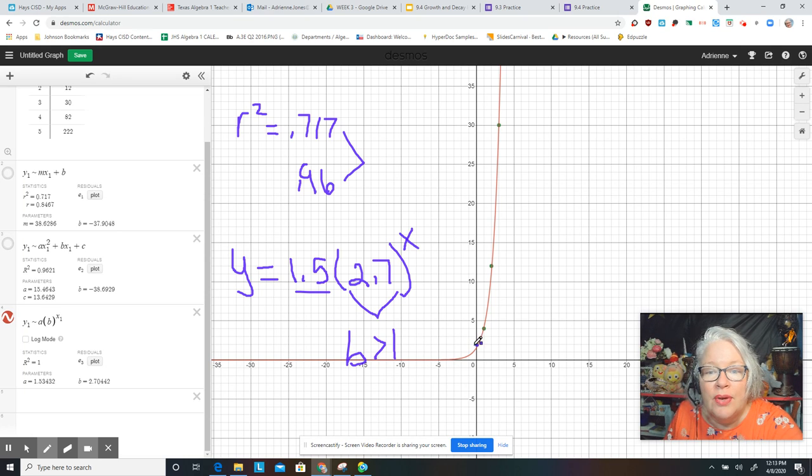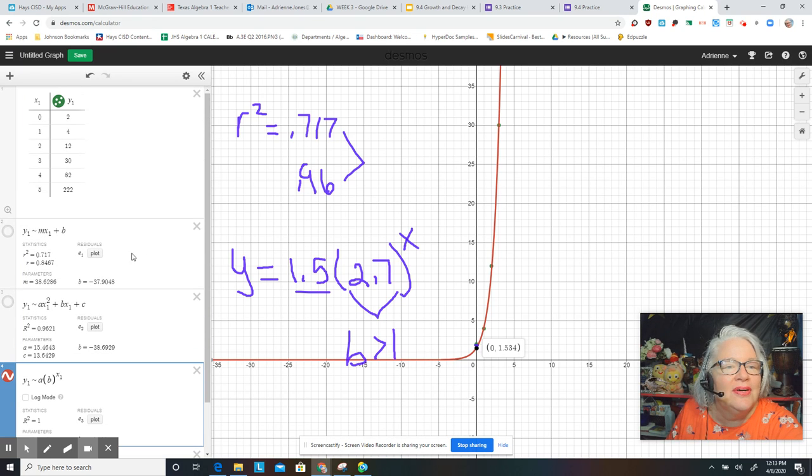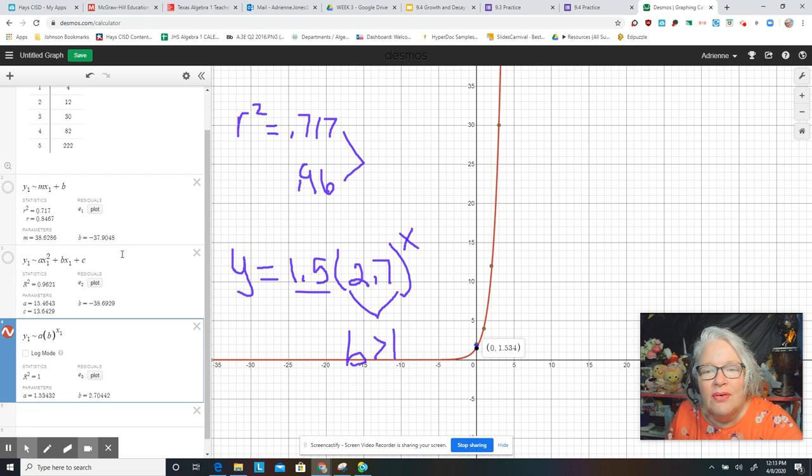Sure enough, that point right there, well, not the point we graphed, but the one where our function is crossing is 1.5. The one on the table was, what was the one on the table? It was 2. So remember, regressions are estimations. Our value was 1, so it's pretty spot on this time.